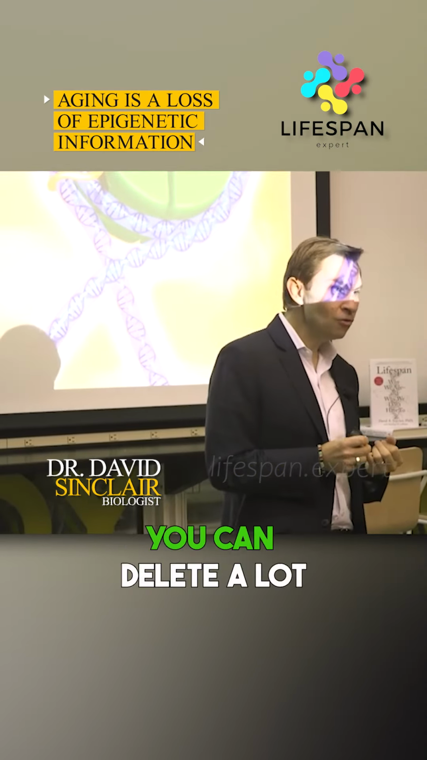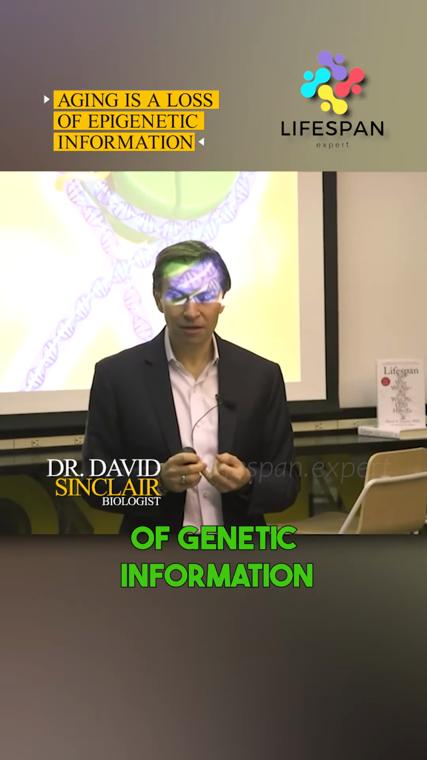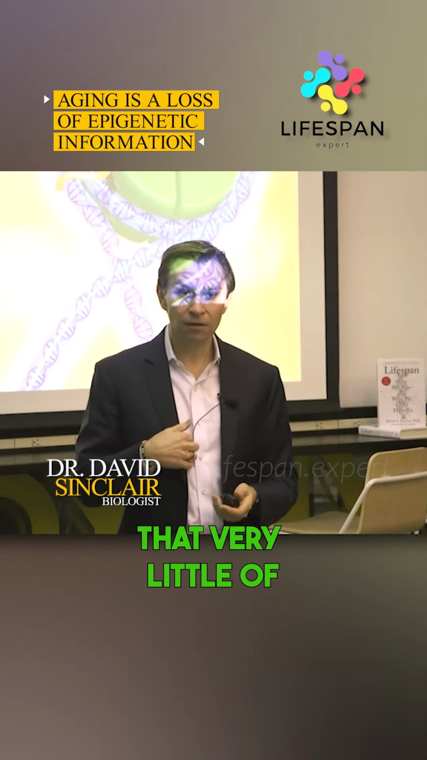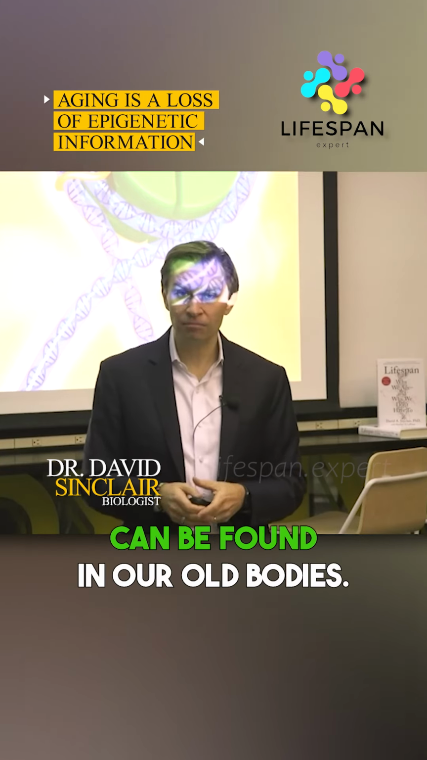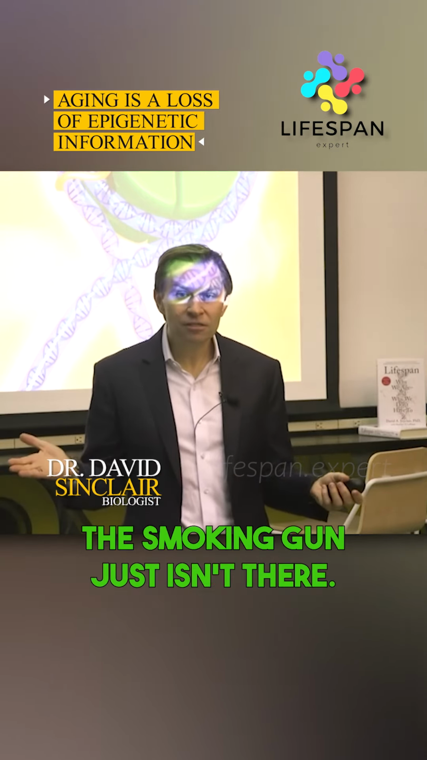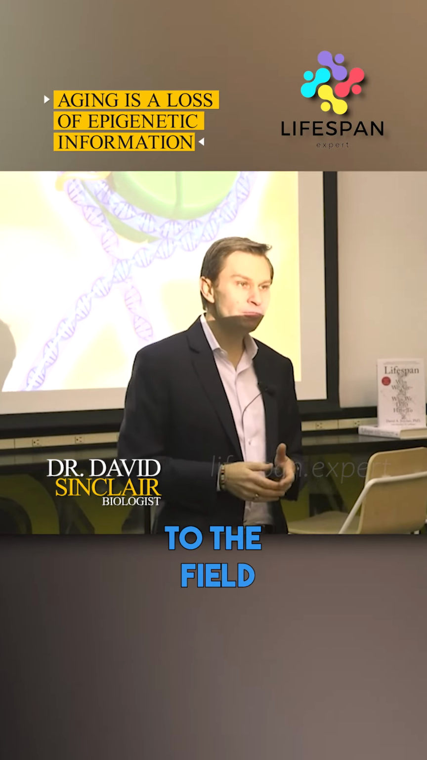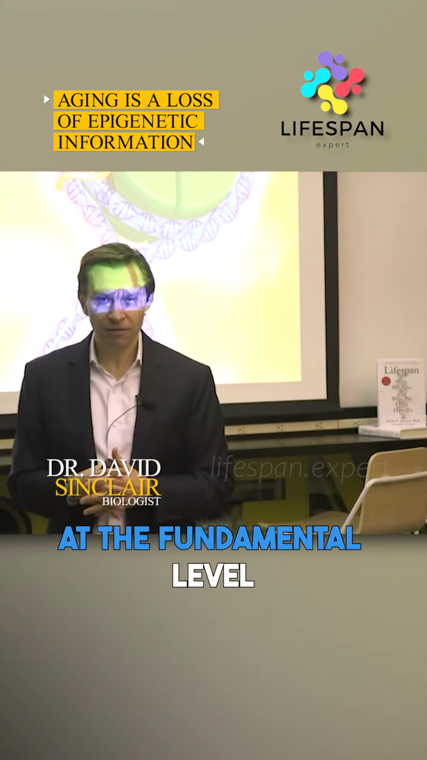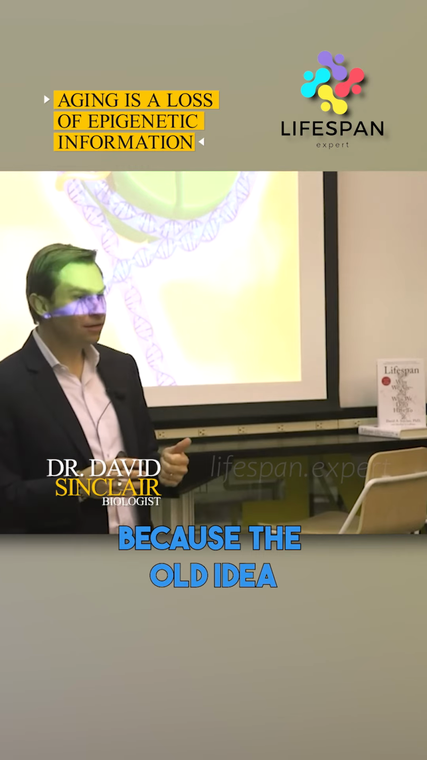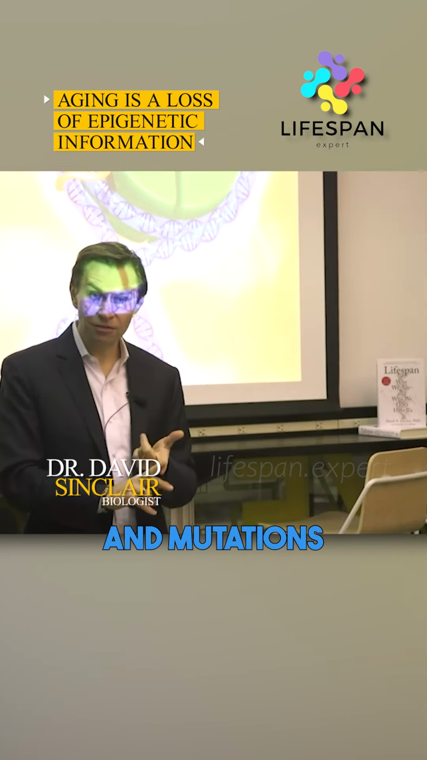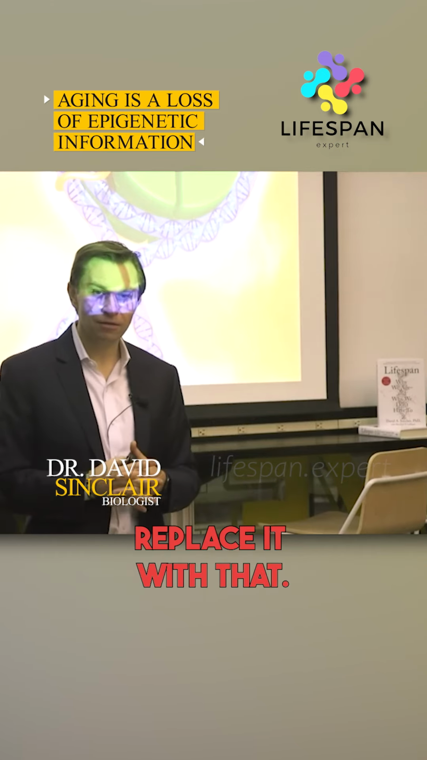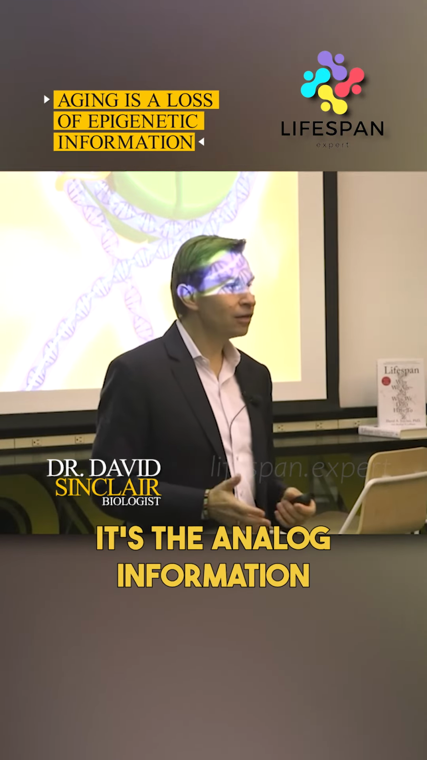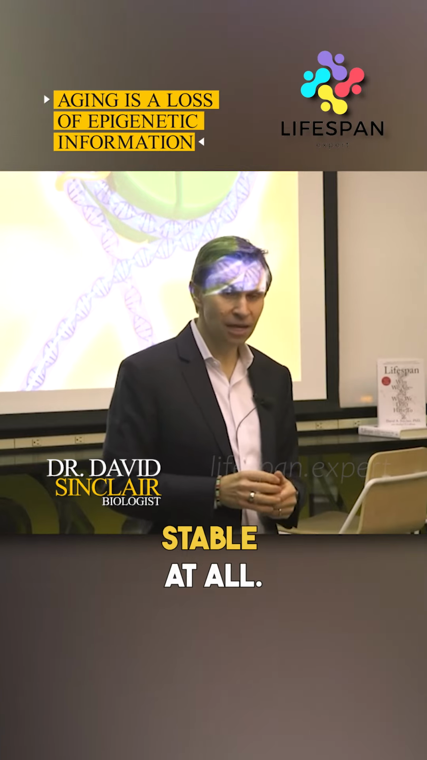The problem with that is that you can delete a lot of genetic information in animals and they don't age. It's also true that very few mutations can be found in our old bodies. The smoking gun just isn't there. And what happened to the field a few years ago was we had no clue what was driving aging at the fundamental level, because the old idea of free radical damage and mutations was out the window. We had nothing to replace it with. The other type of information is what we lose over time. It's the analog information in the body, and that's not very stable at all.